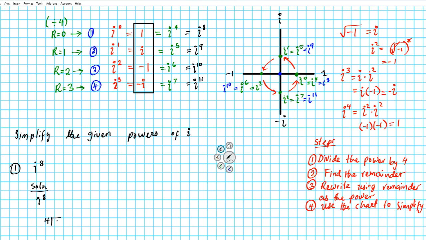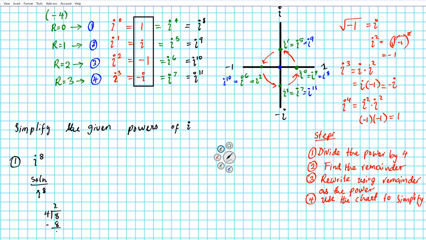So what is 8 divided by 4? 8 divided by 4, 4 goes in 8 2 times. 2 times 4 is 8. Subtract that, and then you get 0. Bam. This is your remainder.